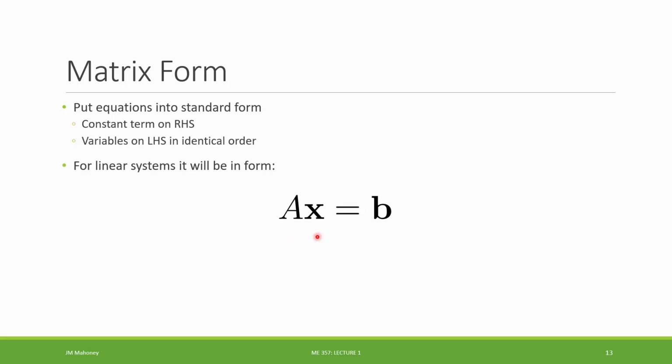Then we have it in this matrix form where, in that case, we would have a 3 by 3 matrix if we had 3 equations and 3 variables. A would be 3 by 3, x would be a column vector with 3 elements, and b would be a column vector of 3 elements. We're going to be dealing with systems where we have the same number of equations as we have variables in this course. So A is always going to be square, and x and b are always going to be column vectors in this case.